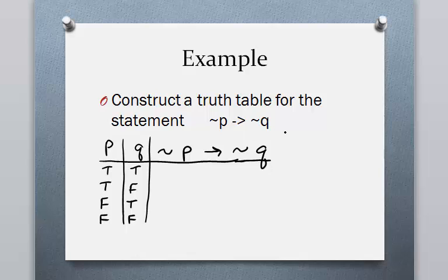So let's make a column for the negation of P. Remember that the negation of P is just the opposite of what we have in the P column. So the first one is T, the negation of that would be false. We have another T, the negation will be false. We have a false, the negation will be true. We have another false, the negation will be true. And then we'll do the same thing for the negation of Q, putting the opposite values in. So we will have false, true, false, true.